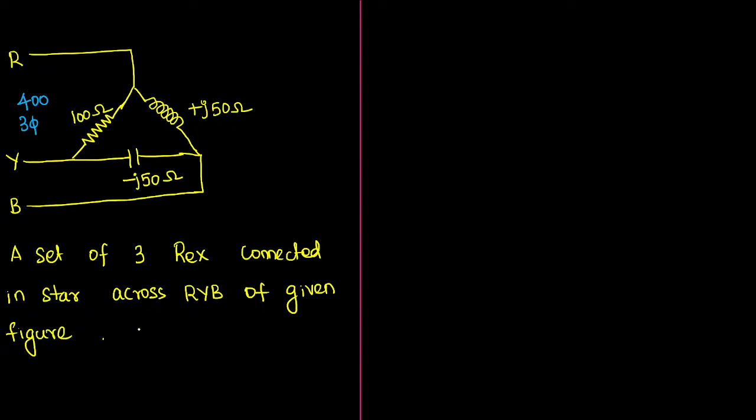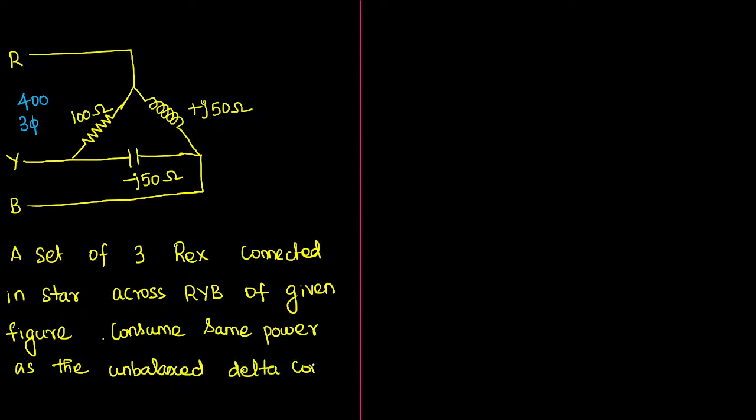Now the question is: they consume the same power as the unbalanced delta connected loads shown. Mark down the words unbalanced delta connection shown. Then what is the value of Rx? Figure out the value of Rx. That is the given question.